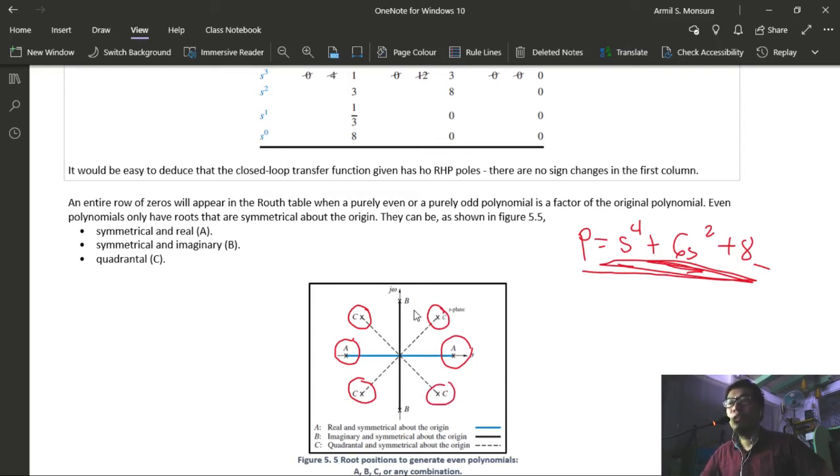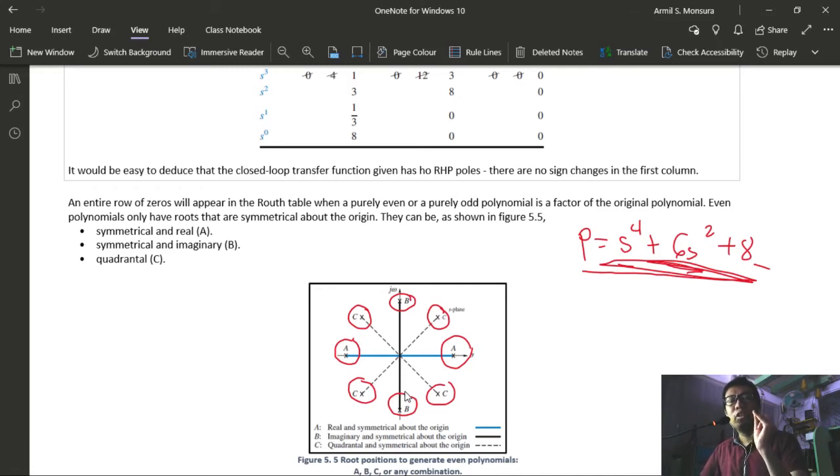Or, kung meron siyang pole dito sa j omega axis, magkakaroon siya ng counterpart dun sa ilalim. Kasi nga, symmetrical siya. Okay, so, even polynomial gives rise to symmetrical poles o symmetrical roots. And in that case, ito yung kaisa-isang case out of the 3 na diniscuss natin: basic, 0 on the first column, at saka ito. Out of these 3 cases, ito lang yung case na magkakaroon kayo ng pole sa j omega axis. Ito lang yung possible case na magkakaroon kayo ng pole sa j omega axis.